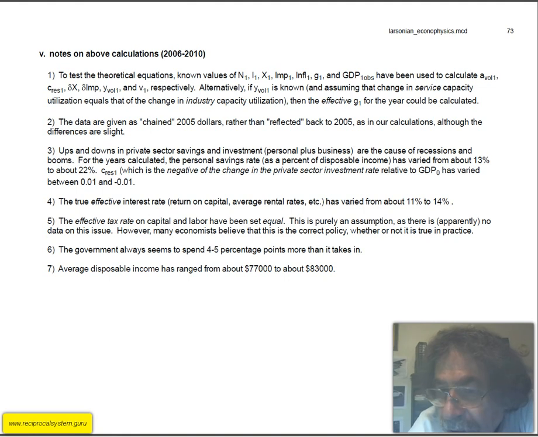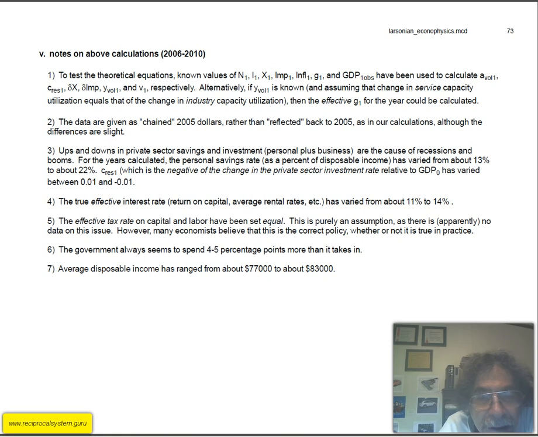Alternatively, if Y sub vol 1 is known, assuming that change in service capacity utilization equals that of change in industry capacity utilization, then the effective G sub 1 for the year could be calculated. The data are given as chain 2005 dollars rather than reflected back to 2005 as in our calculations, although the differences are slight. 3. Ups and downs in private sector savings and investment, personal plus business, are the cause of recessions and booms.